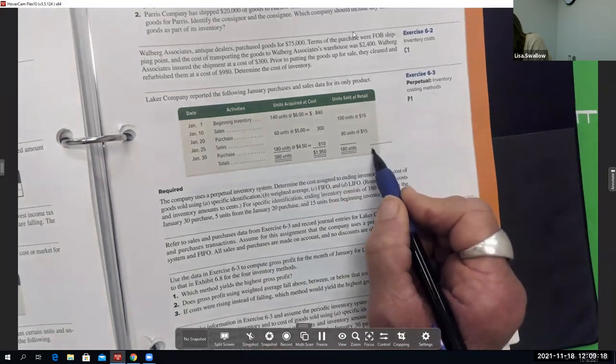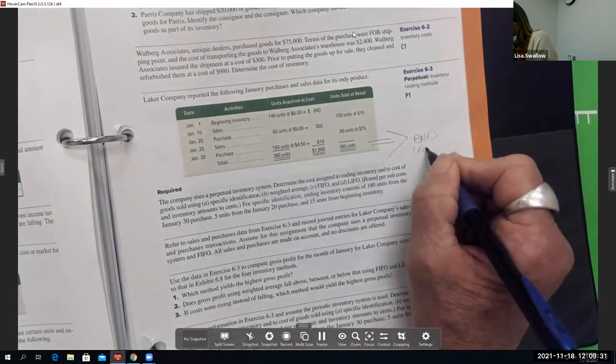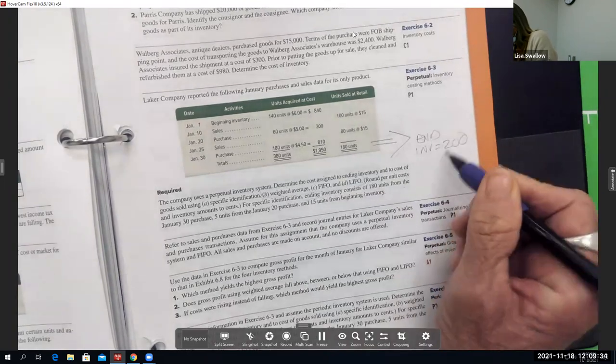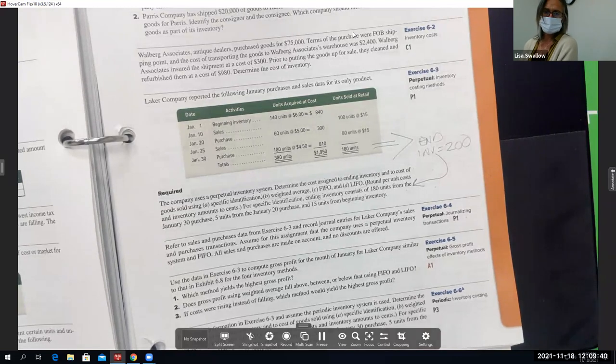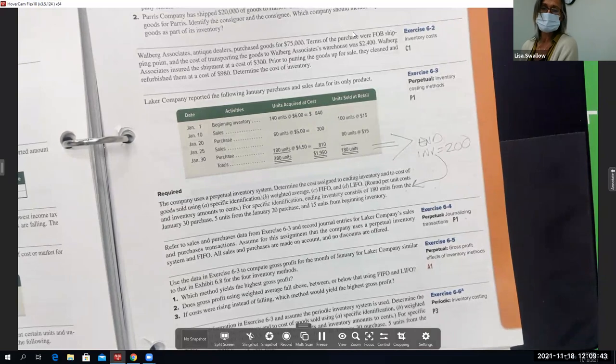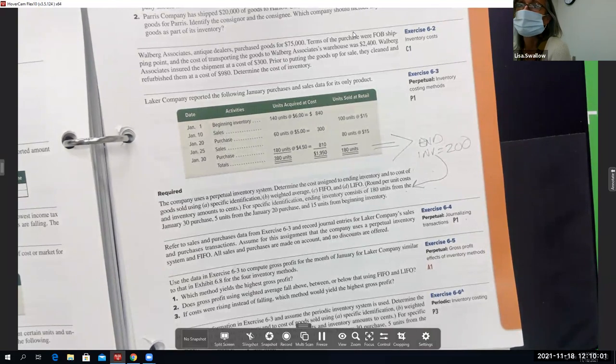period, first off, tell me just by looking at this. How many units do I have in ending inventory? Now, specific identification tells you exactly what's in there. For specific identification, ending inventory consists of 180 units from the January 30th purchase, 5 units from the January 20th purchase, and 15 from the beginning inventory. Could you put together your ending inventory number pretty easily from that? Sure.